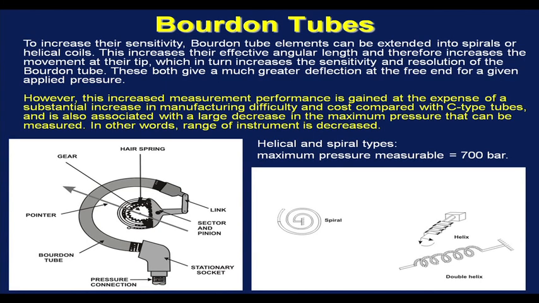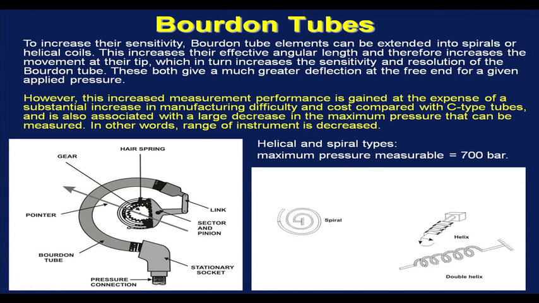So, both the spiral or helical or double helix will increase the sensitivity of the Boron tube. If I apply the same amount of pressure in a C type Boron tube and if I apply the same amount of pressure in a spiral or helical Boron tube, the tip deflection in case of spiral or helical Boron tube will be much higher than that of C type Boron tube.